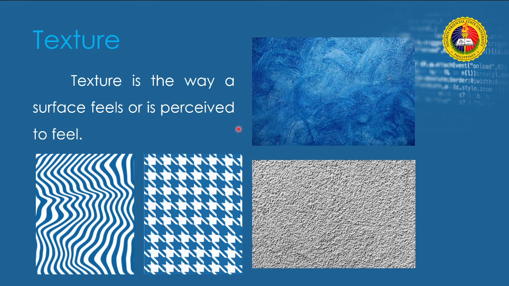Next, we have texture. Another visual element for graphic design is texture. Texture is the way a surface feels or is perceived to feel. Although whenever we touch our screen, whenever we touch the photo, we cannot feel anything other than just how the surface of the device feels like. However, everything is psychological in graphic design because we are doing visual thinking, di ba?